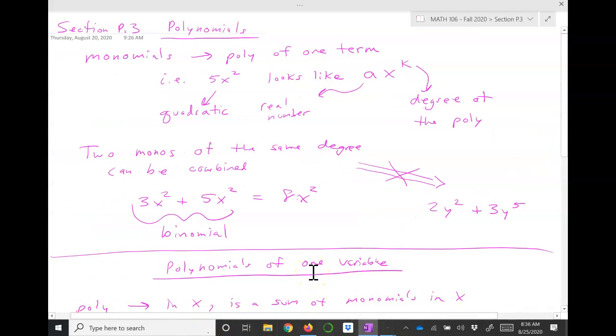So we didn't do much in this section just yet. This section's on polynomials, so I'll review some of the definitional stuff we have at the beginning just to make sure everyone's on the same page.